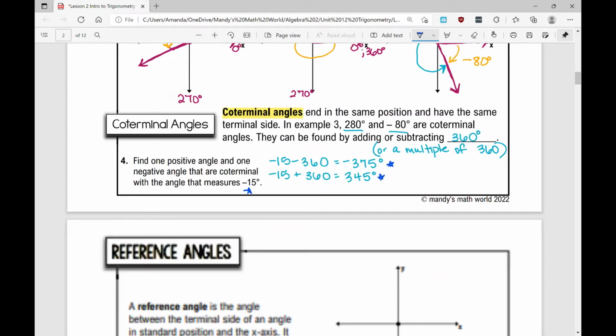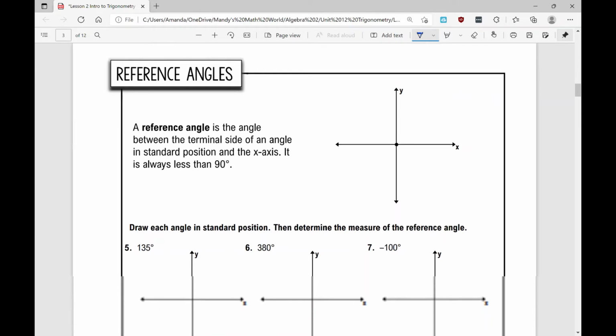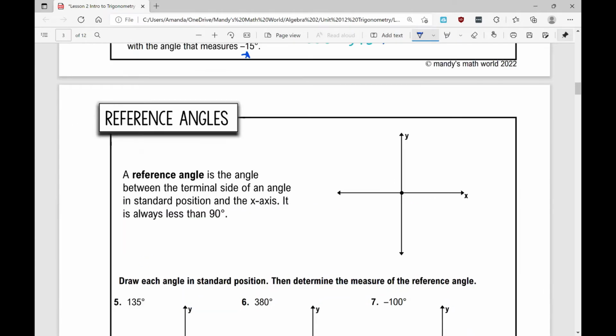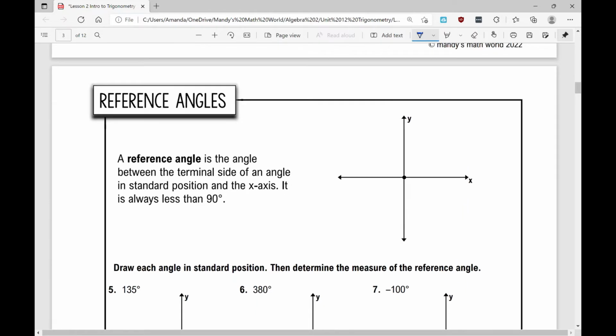All right, let's move on to reference angles. What are reference angles? So we've talked about coterminal angles. We've talked about angles in standard position. Now let's look at reference angles. A reference angle is the angle between the terminal side of an angle in standard position and the x-axis. So it's always less than 90 degrees. That's what you really need to remember.